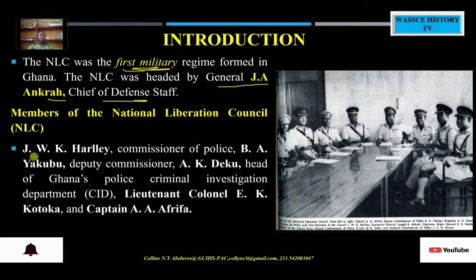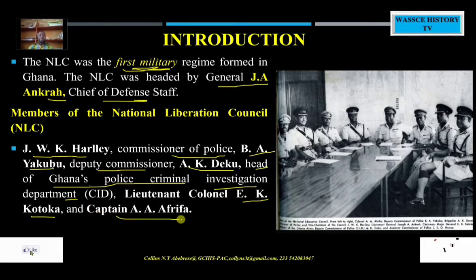And so on the 26th, they announced their members. First of them, we had J.W.K. Harlley. He was the commissioner of police. There was B.A. Yakubu, who was the deputy commissioner. And then we also had A.K. Deku, who was also the head of Ghana's police Criminal Investigation Department, that's the CID. And we also have Lieutenant Colonel E.K. Kotoka, who was killed later on. And then we also have Captain A.A. Afrifa.